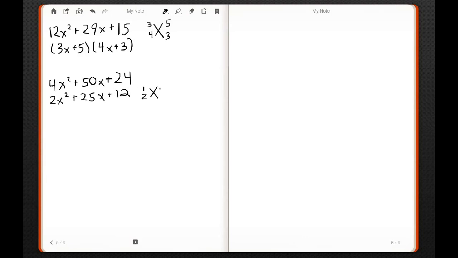Now where should the 12 go? It'll count more if it goes across from this 2, right? So we're going to put the 12 there. That gets us up to 24. The other factor of 12 would be 1. 24 plus 1 is 25. So this works. x plus 12 times 2x plus 1.